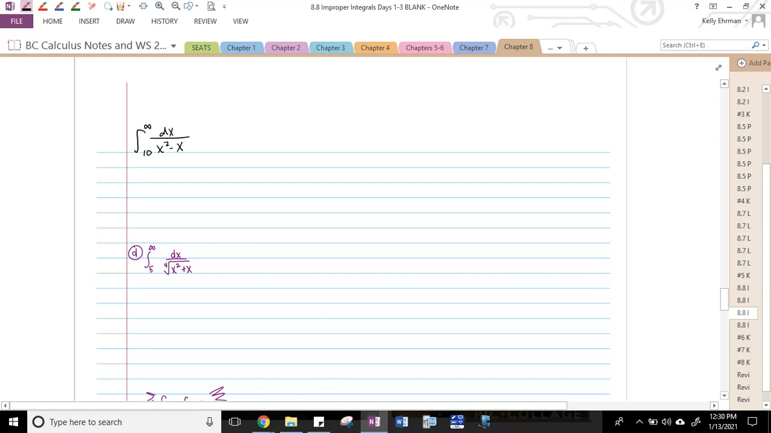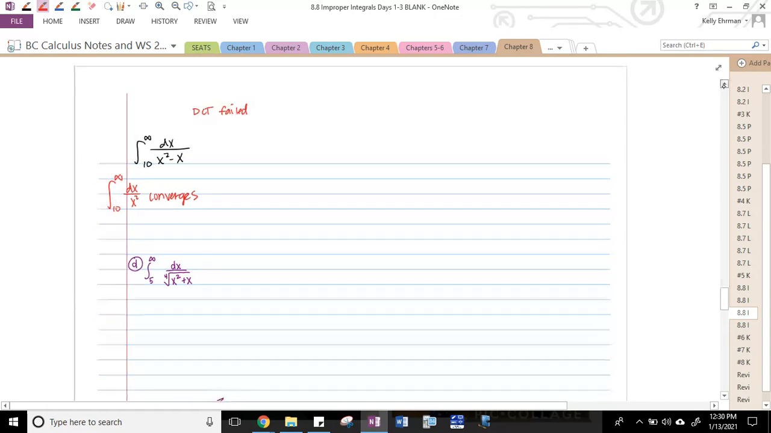All right, so our direct comparison failed. I'm just going to make a note of that. Direct comparison test failed. I still know about the integral from 10 to infinity of dx over x squared. I know that that converges. That's my known. My unknown is the actual problem itself.